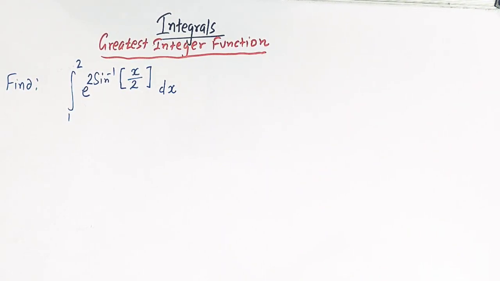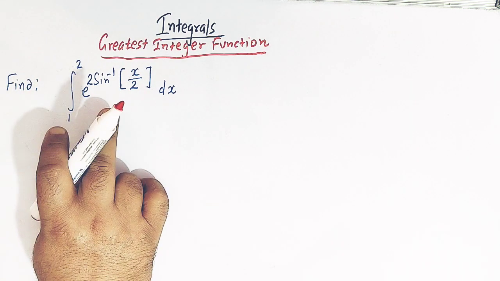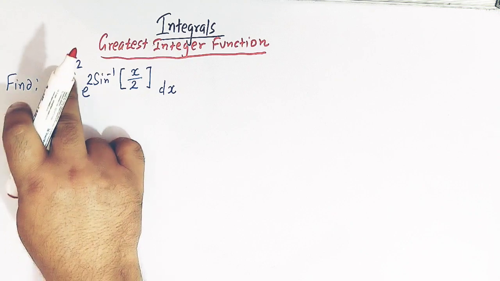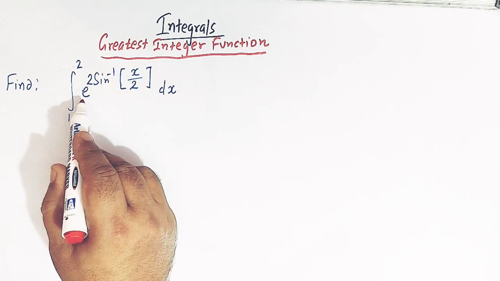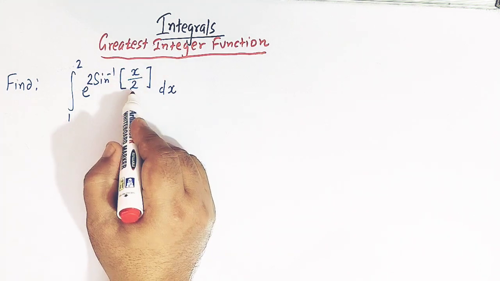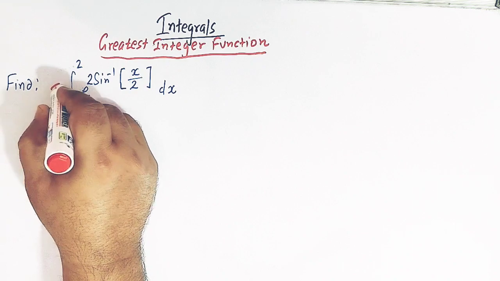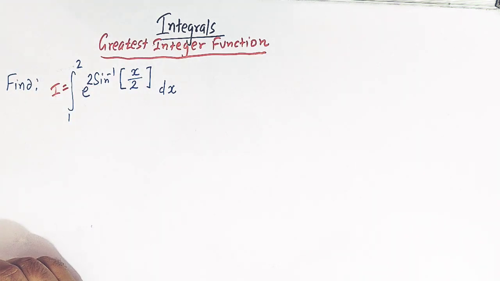Hello viewers, in today's class we are going to discuss one important definite integral involving the greatest integer function. Here we have this problem where we have to find the integral from 1 to 2, and the integrand is e raised to 2 sine inverse of the greatest integer of x over 2. So let us start. Let us call this integral I.